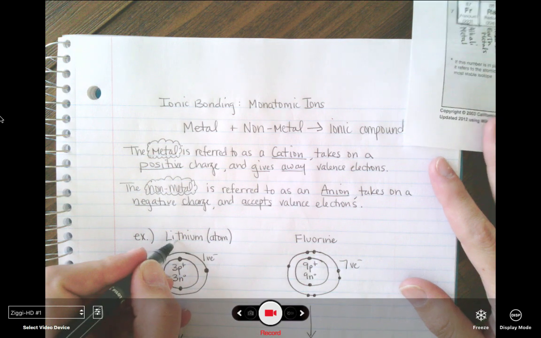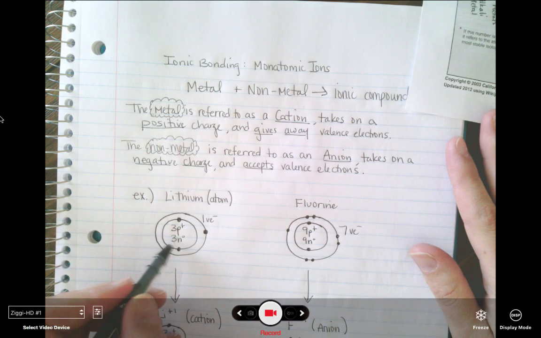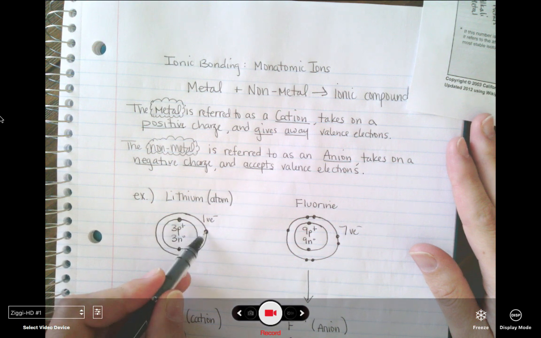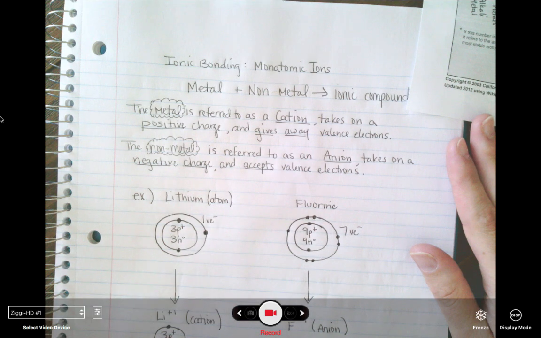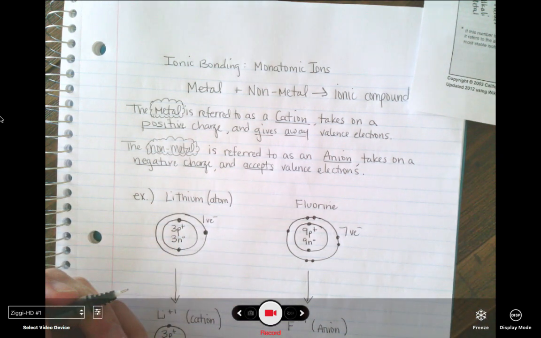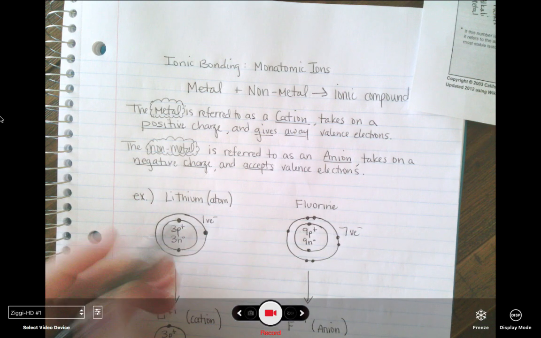And so lithium looks like this when you sketch it out as a model. It has 3 protons, 3 neutrons, and 3 electrons. 2 electrons go in the first ring, 1 electron goes in the second ring or shell, and that 1 electron in the second shell is referred to as the valence electron, or 1 VE.